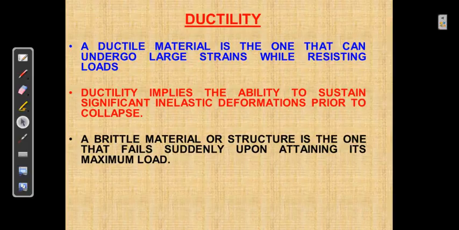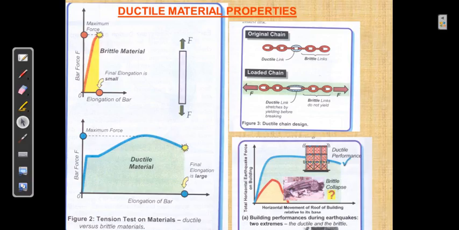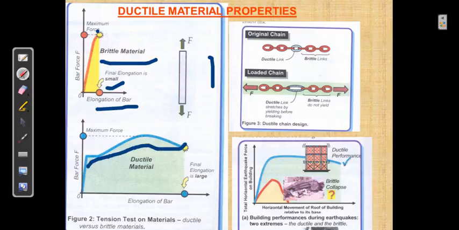Ductility. A ductile material is one that can undergo large strains while resisting the loads. Ductility implies the ability to sustain significant inelastic deformation prior to collapse. A brittle material or structure is one that fails suddenly upon attaining its maximum load. Ductile material properties. See, this is the brittle material. This is the force and elongation of the bar. See, final elongation is small. Okay, so this is the maximum force. This is the ductile material.